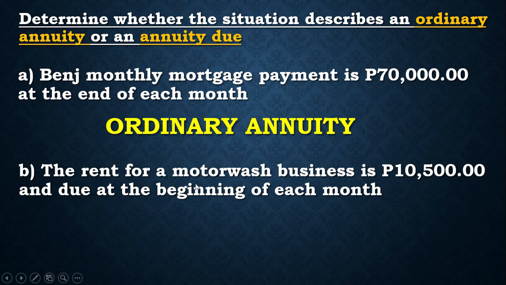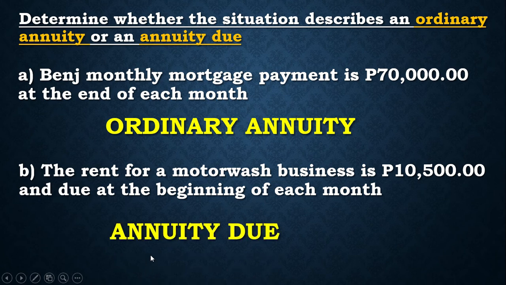Letter B, the rent for a motor wash business is 10,500 and due at the beginning of each month. So, ibig sabihin, ang pagbabayad mo ng annuity ay sa simula pa lang ng bawat buwan, ito ay considered na annuity due. Again, kung ang pagbabayad mo ng annuity ay end of each month, yun po ay ordinary annuity. Kung ikaw naman ay magbabayad ng annuity at the beginning of each month, that is annuity due.